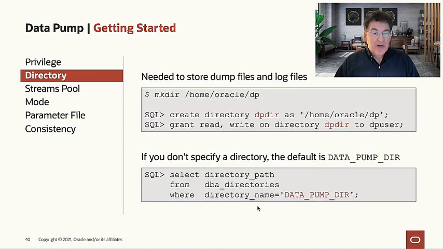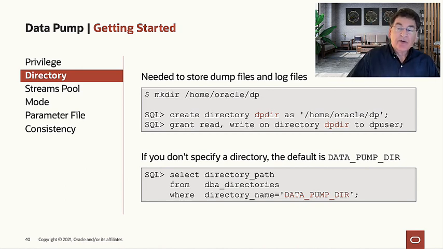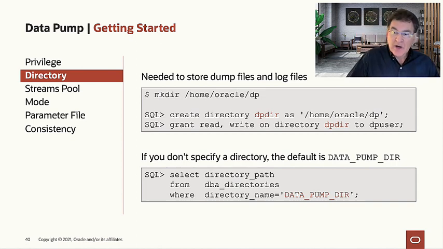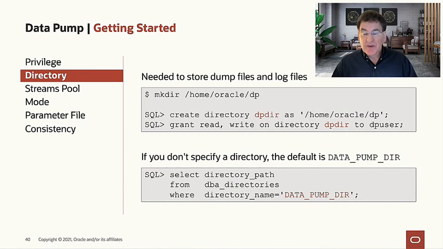Next, you need a directory to store the log file and optional trace files, even if you do a network mode import. Remember that Data Pump runs server-side, so the directory should exist on the database host. You can find more details about this in the Oracle support note, export-import Data Pump parameter directory, how to specify a directory.